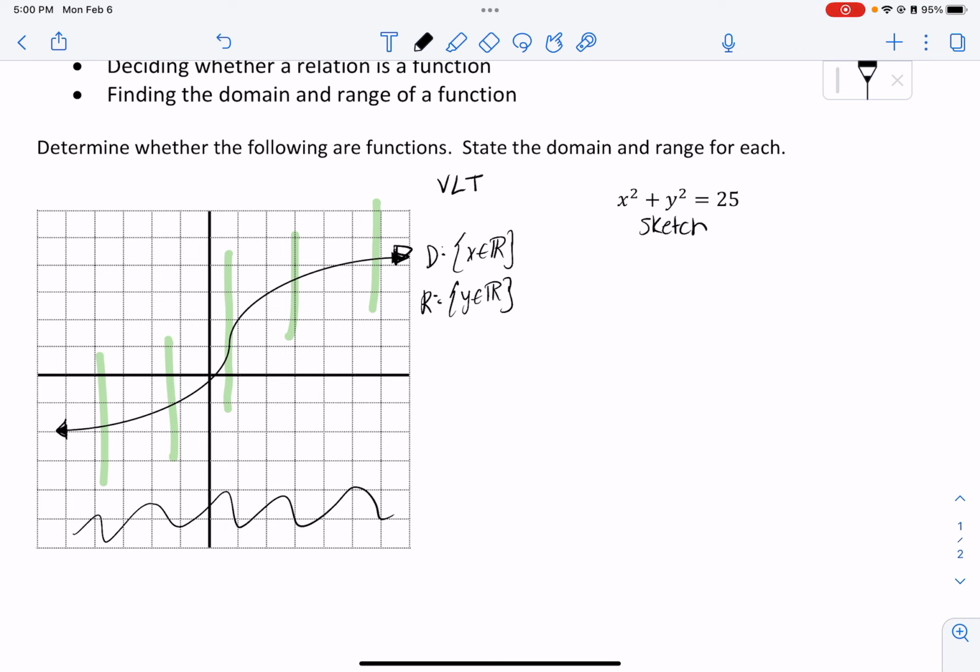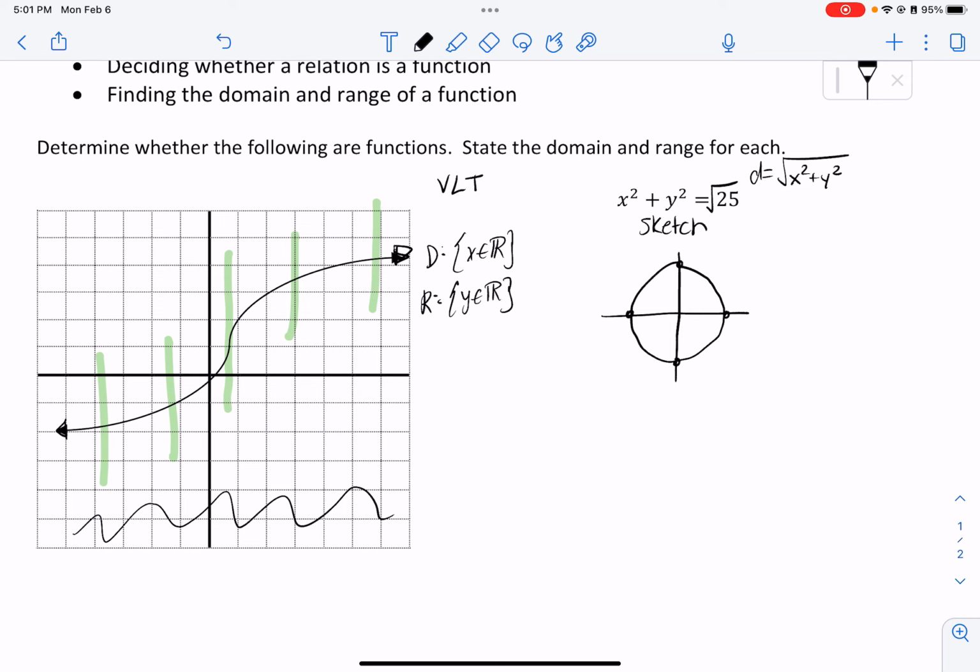Hopefully that reminds you of the distance formula, right? The distance formula is the square root of x squared plus y squared, which tells you the distance that any point has to the origin. So here, this function is all the points with distance 5 to the origin, which ends up just forming a circle. Essentially you're going to take the square root of this number, and that is the distance that all these points have to the origin.